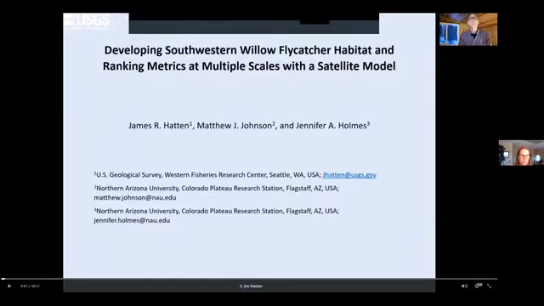Okay, our last presentation is by James Hatton with the U.S. Geological Survey. The presentation titled Developing Southwestern Willow Flycatcher Habitat and Ranking Metrics at Multiple Scales with a Satellite Model.